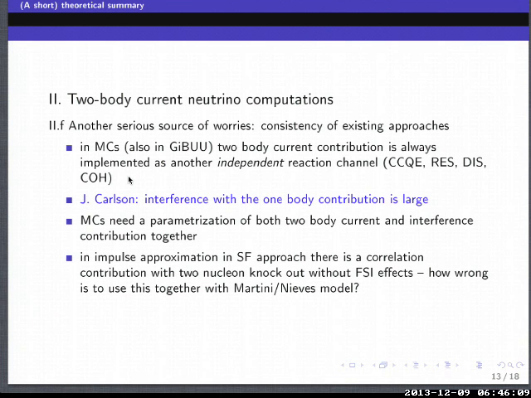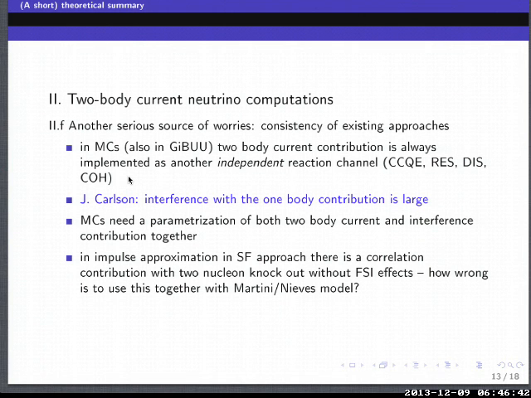However, we also know, as a result of the computation, that there is a big interference between the two-body and one-body parts. So the first thing is that in Monte Carlo, one needs a parameterization of both the two-body current and the interference contributions together, which probably can be done.